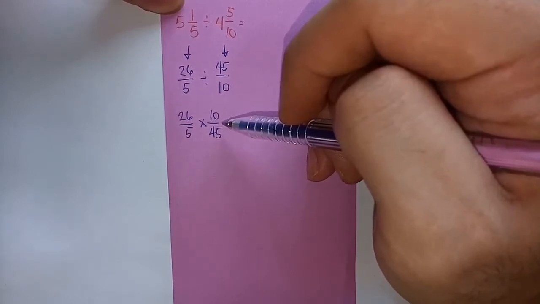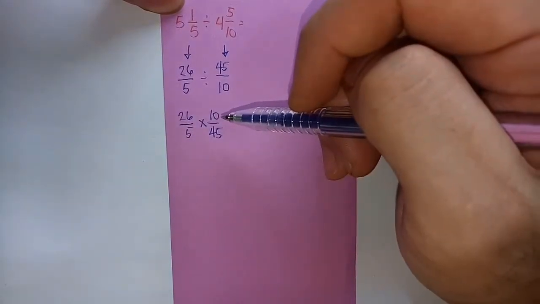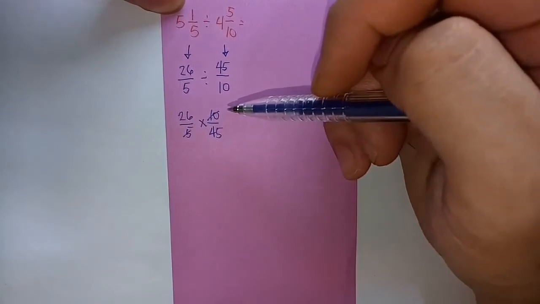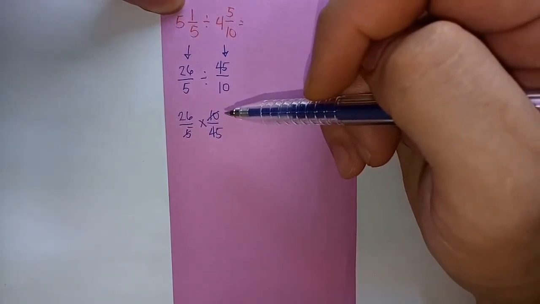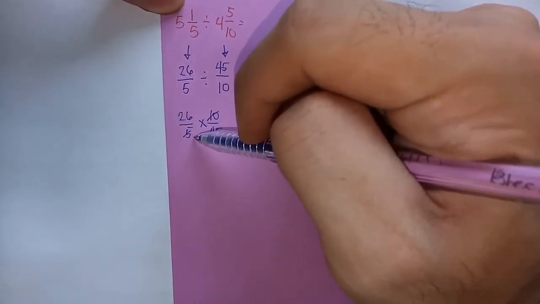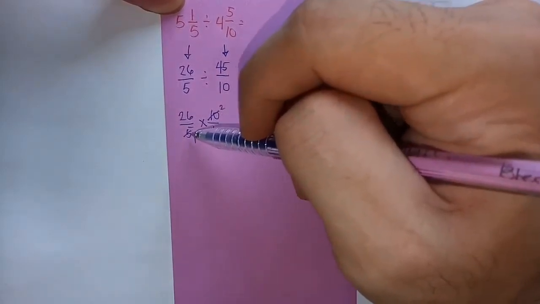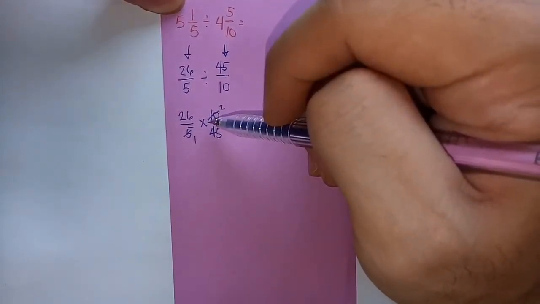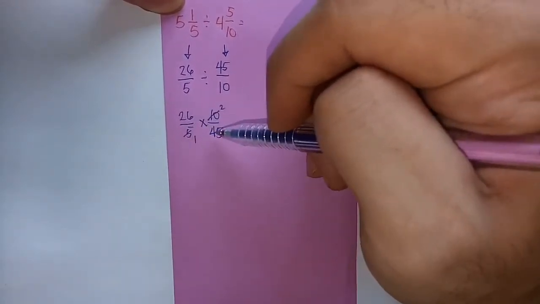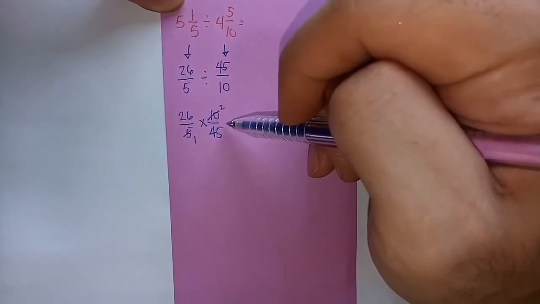Alin dyan yung pwedeng i-cross cancellation? Yung 26 at 45 or yung 5 over 10? Okay, itong 5 at 10. So, saan natin siya i-divide? Okay, they are divisible by 5. Okay, divide natin. 5 divided by 5, 1. And 10 divided by 5 is 2. Okay, yan naman. Yung 5, 10, pwede mo siyang i-lowest term. So, magiging na siyang 1 over 2. So, itong 26 at 45, hindi natin siya pwedeng i-cross cancellation dahil wala silang GCF.